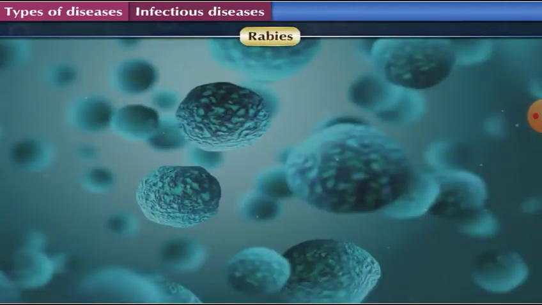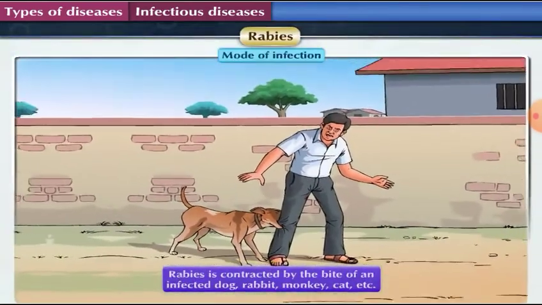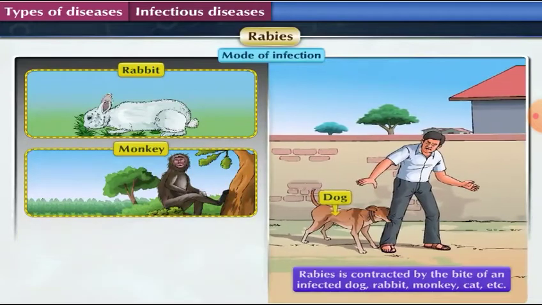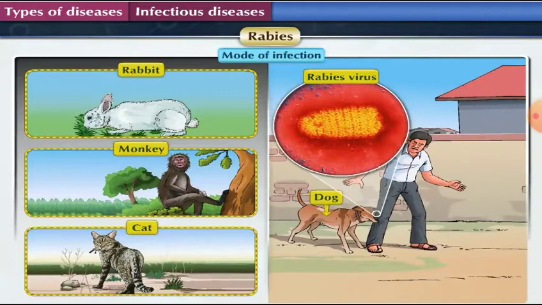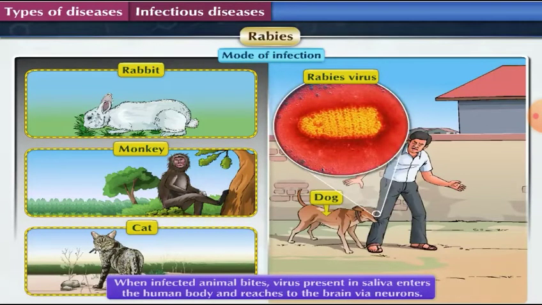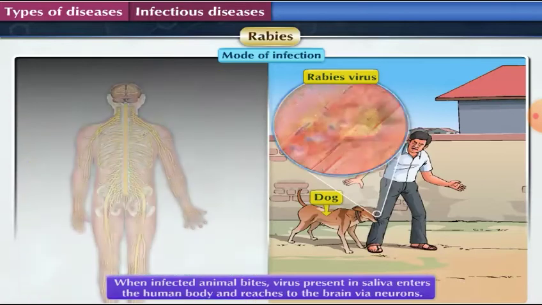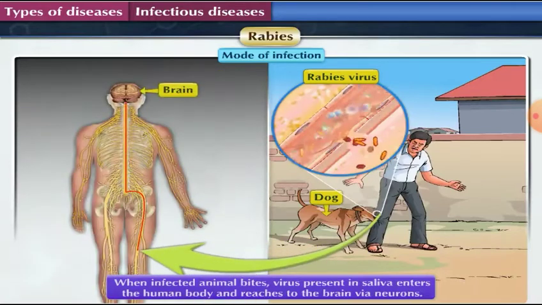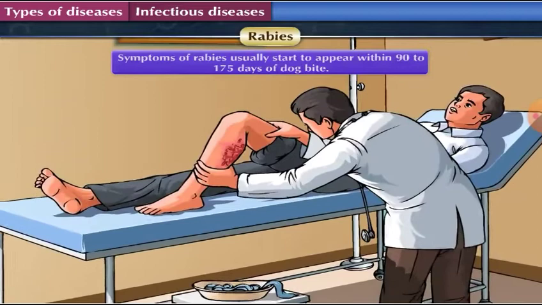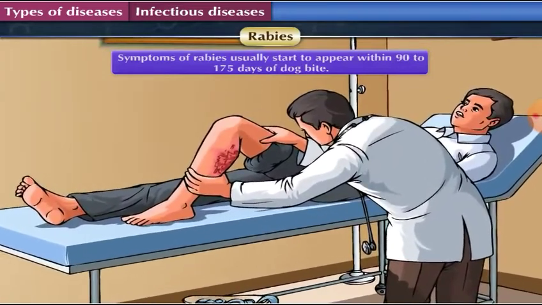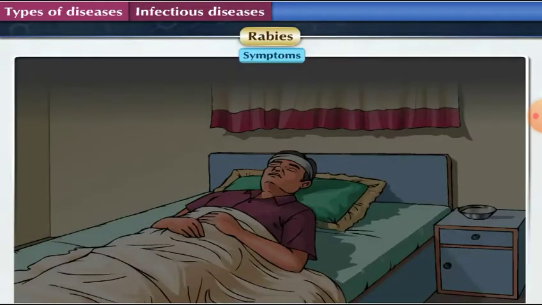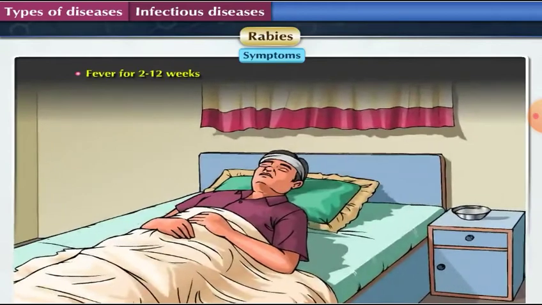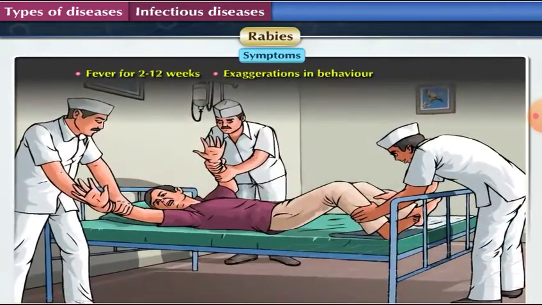Rabies. Rabies is contracted by the bite of an infected dog, rabbit, monkey, cat, etc. It is a viral disease. When an infected animal bites, the virus present in saliva enters the human body and reaches the brain via neurons. Symptoms of rabies usually start to appear within 90 to 175 days of a dog bite. Some common symptoms of this disease are fever for 2 to 12 weeks and exaggerations in behavior.